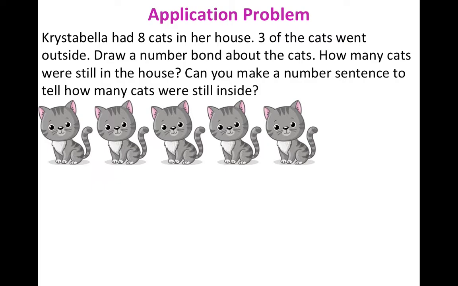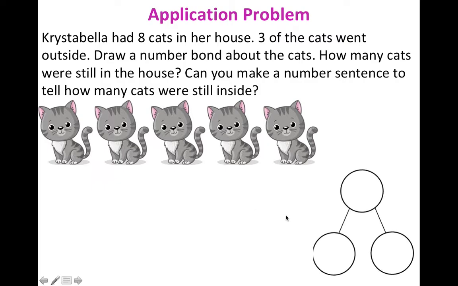So now I have to do a number bond. So let's do our number bond, which is here, which means how many cats did we start off with? We started off with 8 cats. That's right, because the story says 8 cats in her house. How many went outside? So from the picture you saw 3 of them went outside.